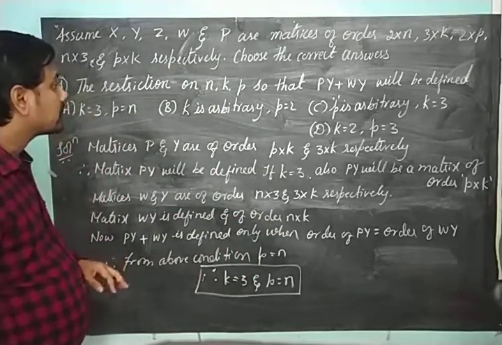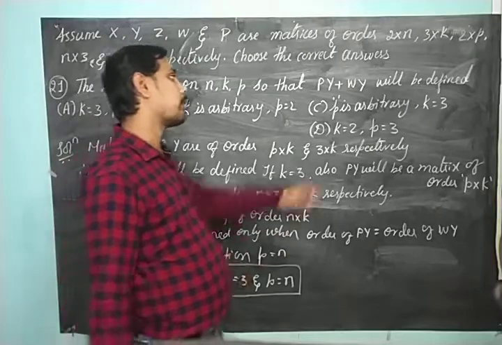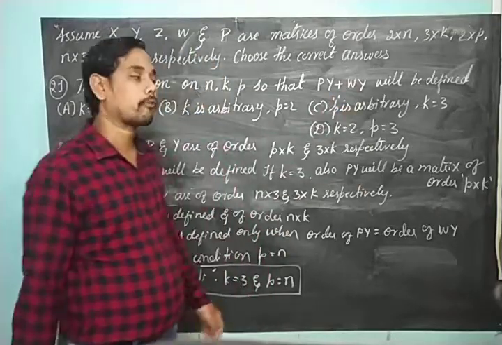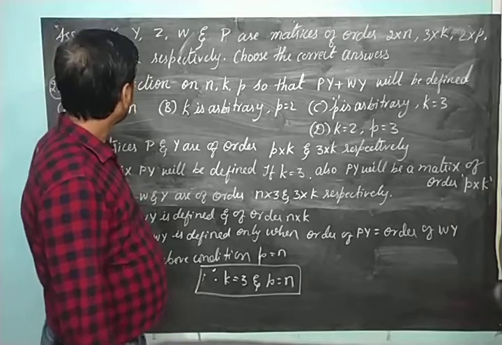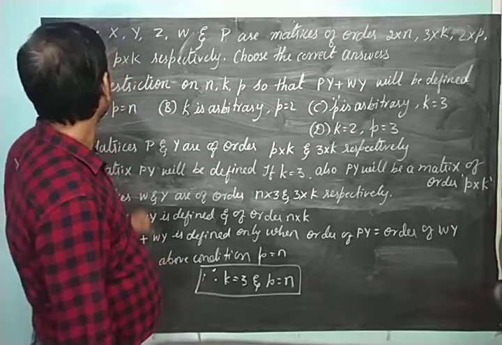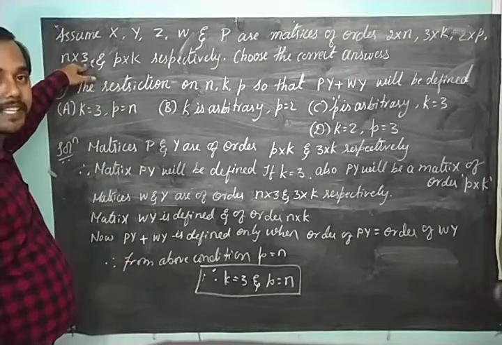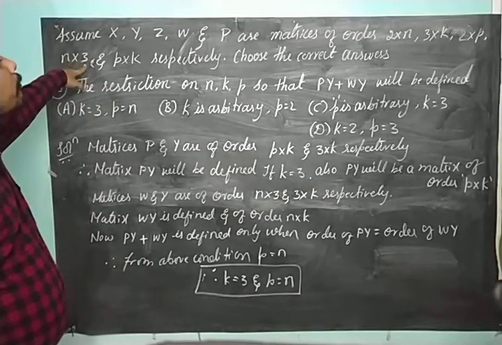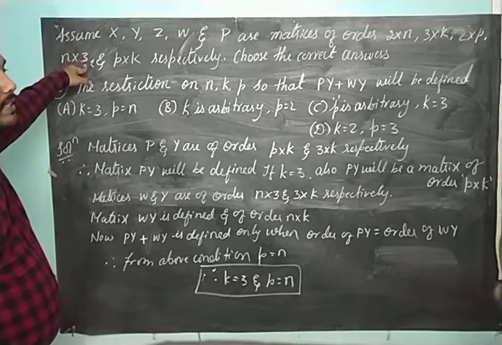Now similarly W into Y, as I said, is well defined only if the number of columns of W is equal to the number of rows of Y. What is the number of columns of W? Order is n × 3, so the number of columns is 3. And what is the number of rows in Y? Order is 3 × k, so it is 3.